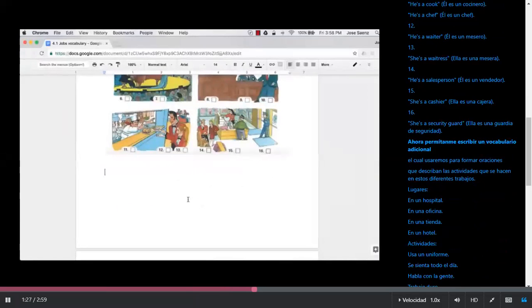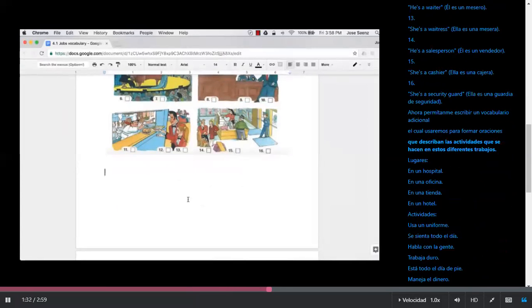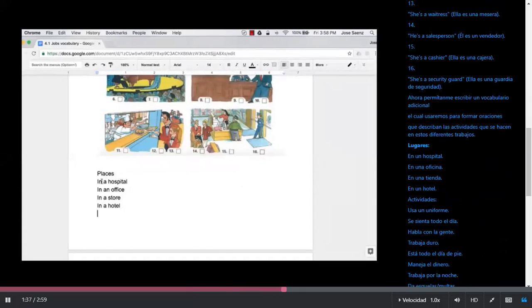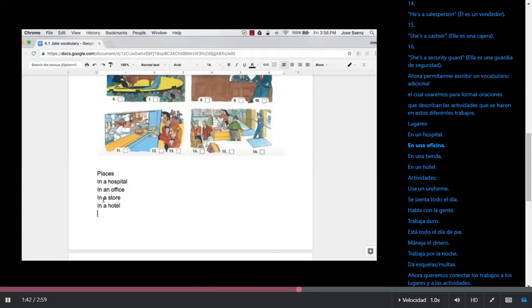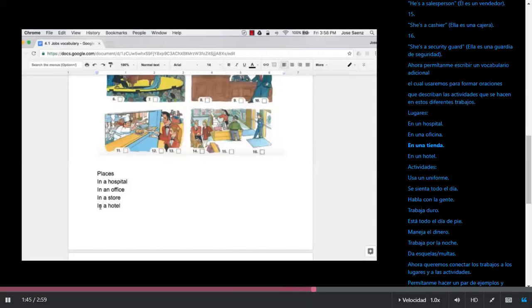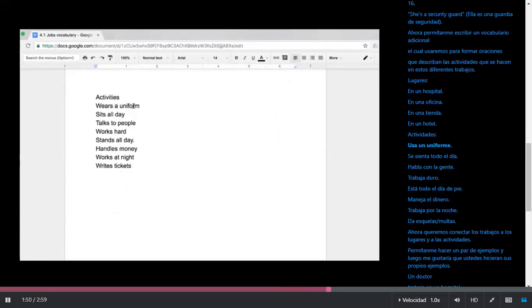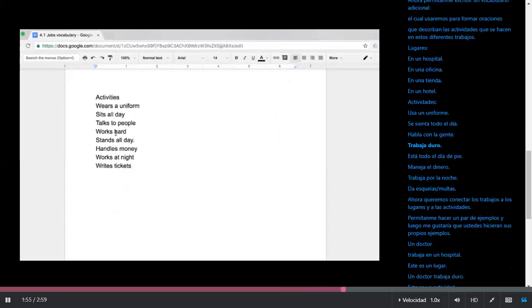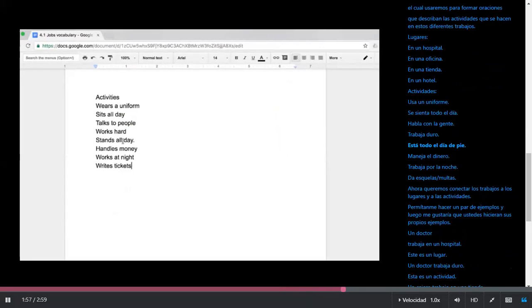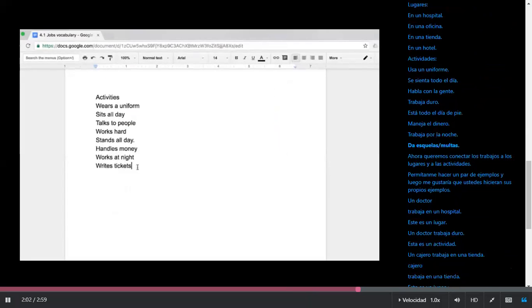Now let me write some additional vocabulary, which we will use to make sentences which describe the activities that these different jobs do. Places: in a hospital, in an office, in a store, in a hotel. Activities: wears a uniform, sits all day, talks to people, works hard, stands all day, handles money, works at night, writes tickets.